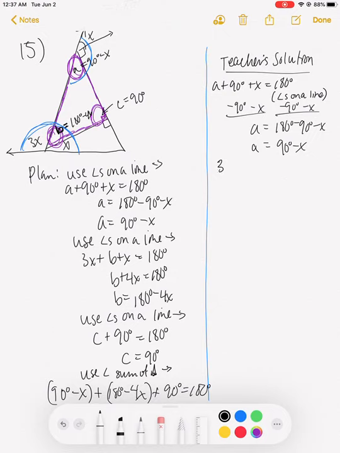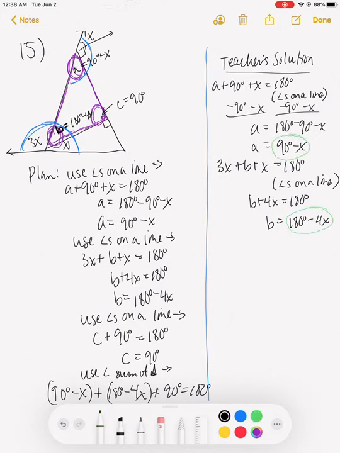Next we will relate our 3x plus B plus x equal to 180, angles on a line. And when I add the x's together, I get B plus 4x equals 180. And then we have B is going to be equal to 180 degrees minus 4x. So kind of have these things going here for these angles. So there's two angles there. The last angle was C plus 90 degrees equals 180 degrees from angles on a line. And then we have to subtract 90 from both sides. And C is going to equal 90 degrees. Okay. So there's my third angle.